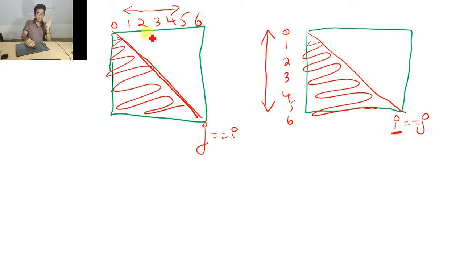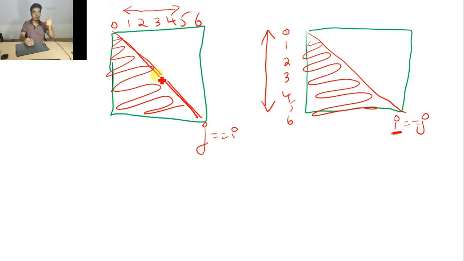J variable, you have to think, if it is J variable, how is J variable moving? Is it left to right or up and down? It is moving from left to right, because J variables are at the top. At the top means left to right. I variables are on this side, that is why it is up and down. So now I am talking about J variables, so it is moving from left to right.